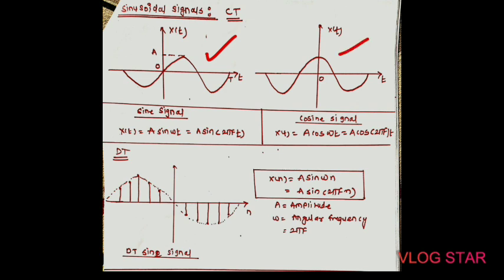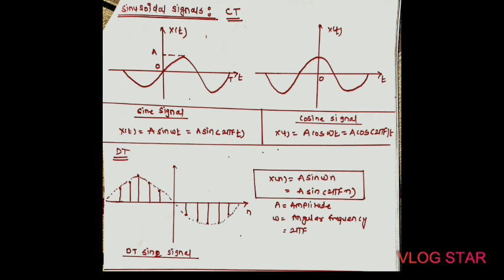The sine signal is represented as x(t) = A sin(ωt) or A sin(2πft), and the cosine signal is represented as x(t) = A cos(ωt) or A cos(2πft).